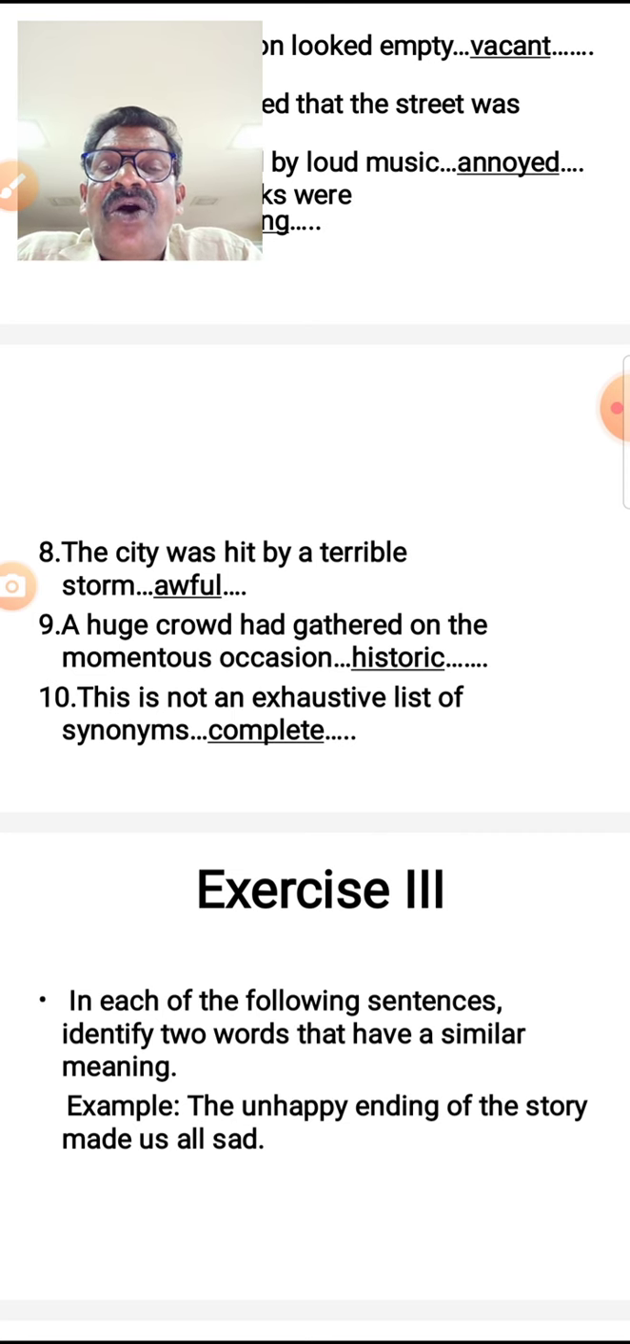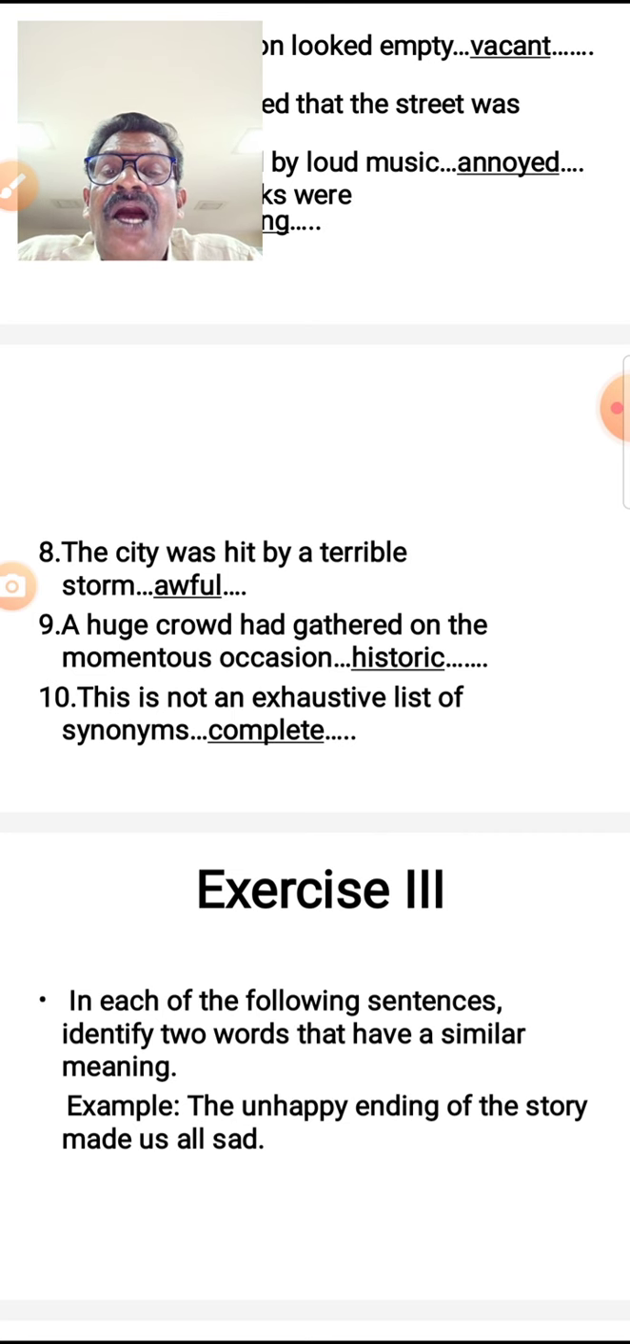A huge crowd had gathered on the momentous occasion. Right? The historic will be the most suitable synonym for momentous. The similar appropriate synonym for momentous is historic.